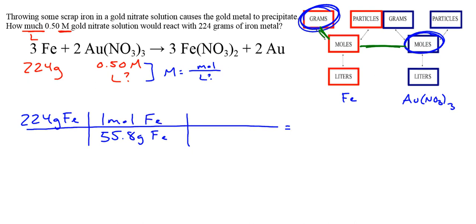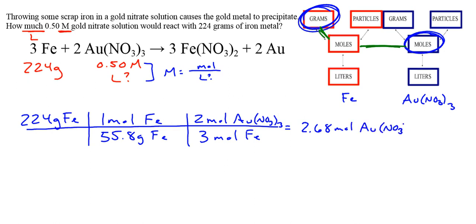So I just converted to moles. Now I'm going to do the mole ratio. For every 3 moles of iron, I have 2 moles of gold nitrate. And I get 2.68 moles of the gold nitrate. Now, you can do this a lot of ways. I'm actually going to try this time to just plug it right into my molarity problem.